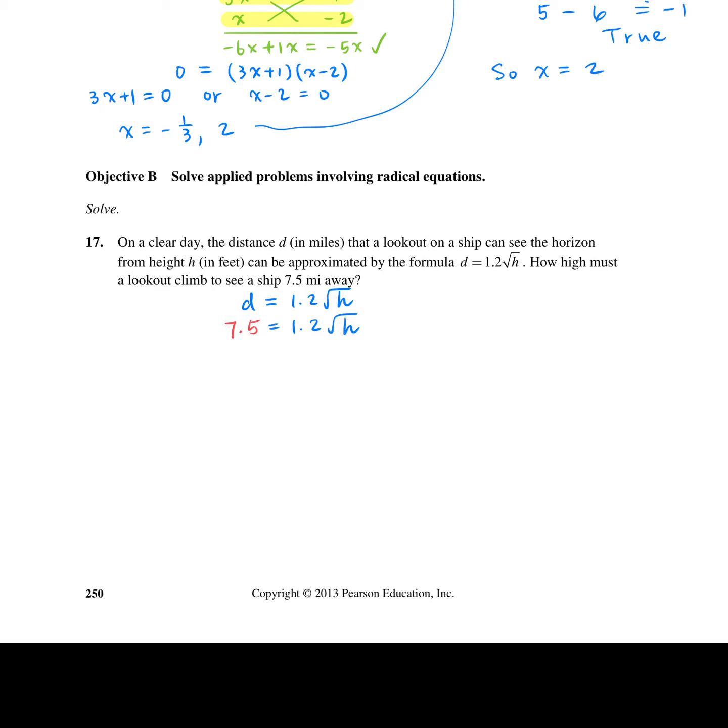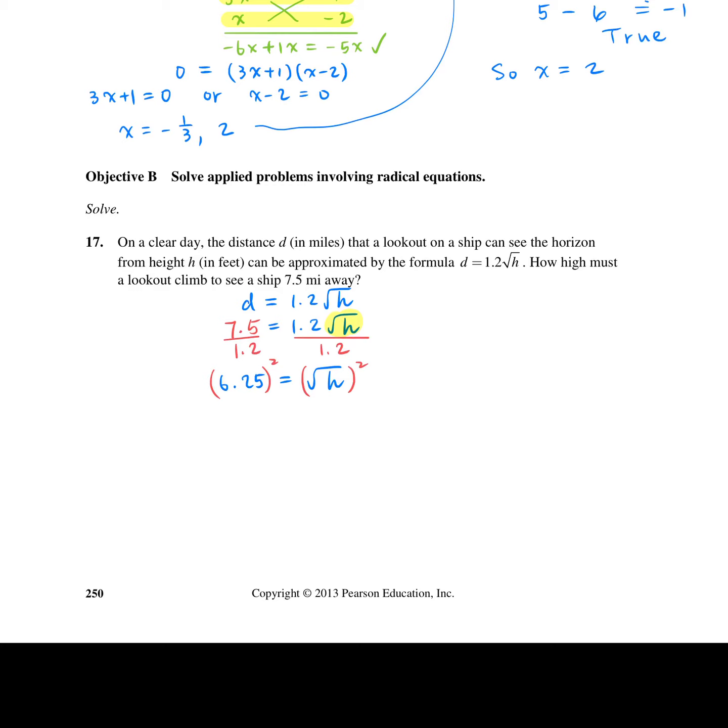First thing to do, identify the radical part, which is right here. And then we're going to do inverse operations, dividing both sides by 1.2, which is the number outside. So I'm going to divide both sides by 1.2. The right hand side divided by 1.2 as well. The left hand side, if you use your calculator, you're going to get 6.25 equals radical h. And then perform inverse operations on both sides, squaring both sides.